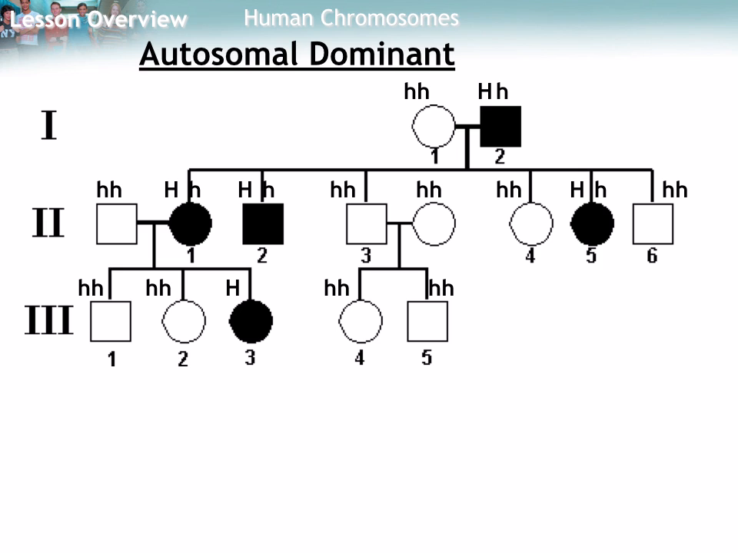Now let's take a look at the third generation. We have one more person to fill in their genotype. What would the daughter's genotype be? Well, she got the capital H from her mom, and the only allele she can get from her dad is a lowercase h, so she is heterozygous also.